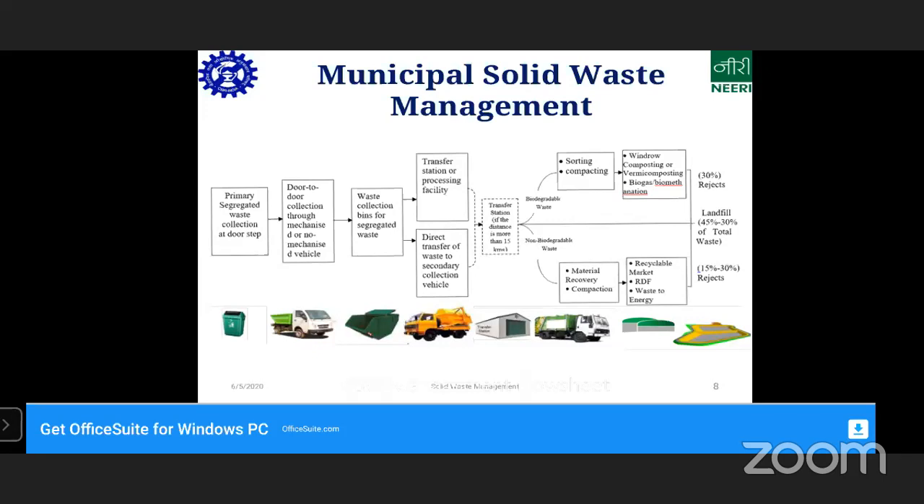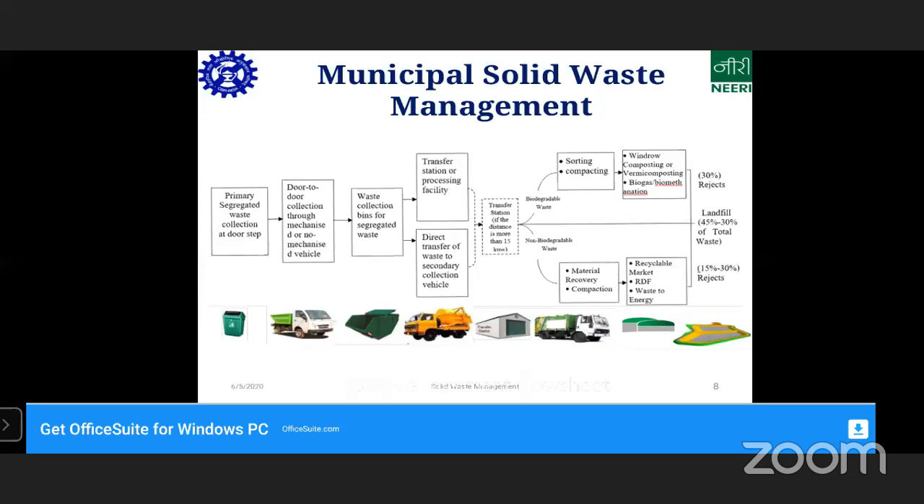Then there is door-to-door collection of this waste. Then it is transported. In some cases where you don't have any facility, it is taken to the transfer station, a facility where the waste is temporarily stored and segregated and finally taken to the processing units or to the landfills. Then it is taken to several units, like sorting, compacting, composting, vermicomposting, material recovery facilities, RDF, etc.